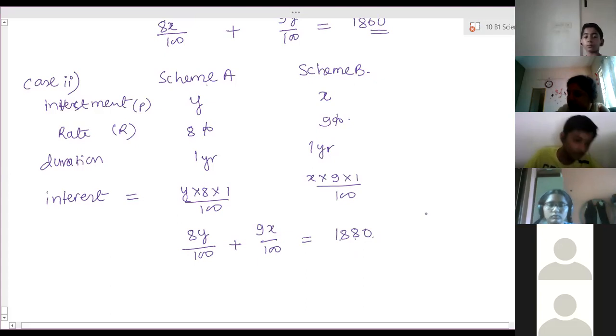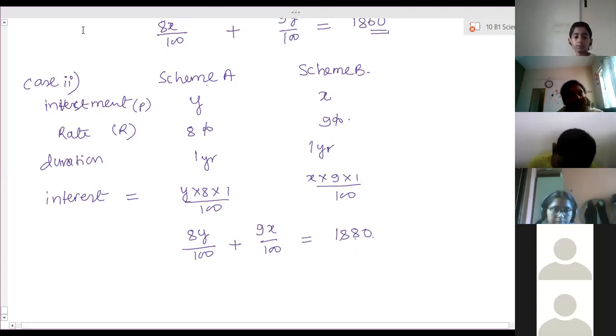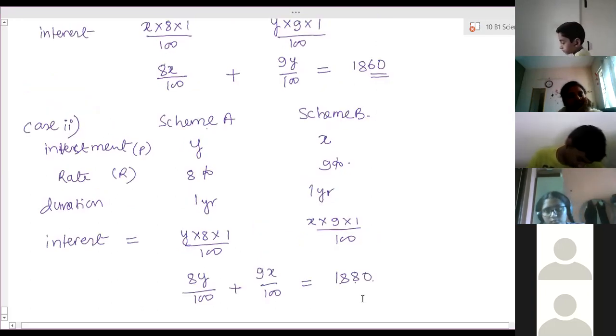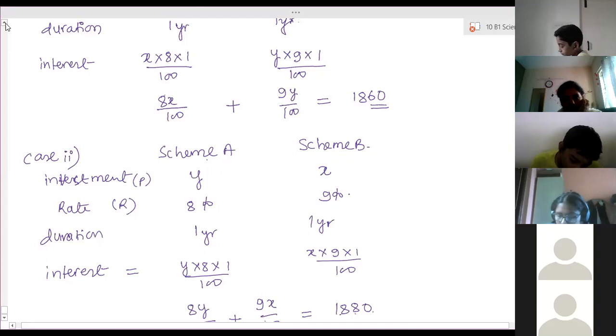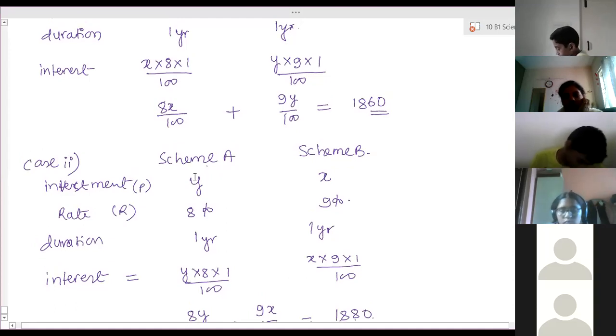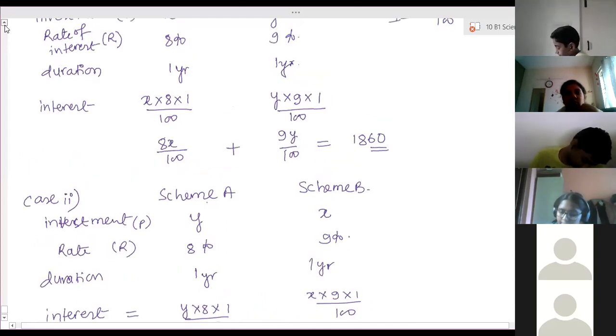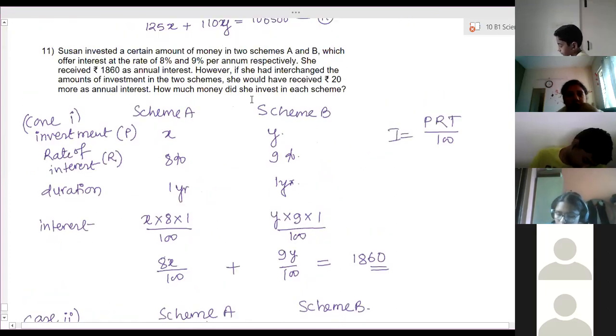Clear? Yes, ma'am. Okay, then solve. Ma'am, now 8y plus 9x is equal to 188000. Yes, right. And so here we change the amount, like principal. See what they have told here: if she had interchanged the amount of investments in the two schemes.